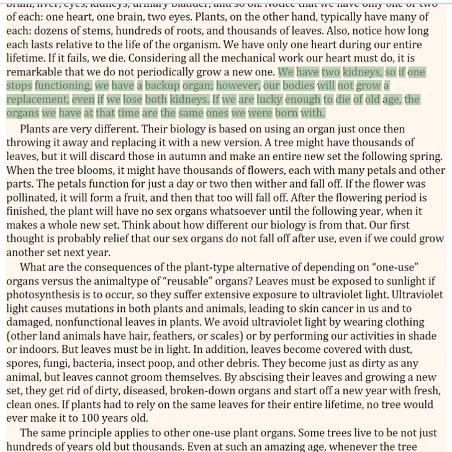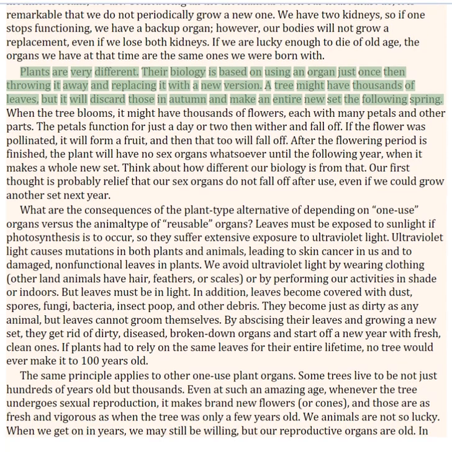We have 2 kidneys, so if one stops functioning, we have a backup organ. However, our bodies will not grow a replacement, even if we lose both kidneys. If we are lucky enough to die of old age, the organs we have at that time are the same ones we were born with. Plants are very different. Their biology is based on using an organ just once, then throwing it away and replacing it with a new version.